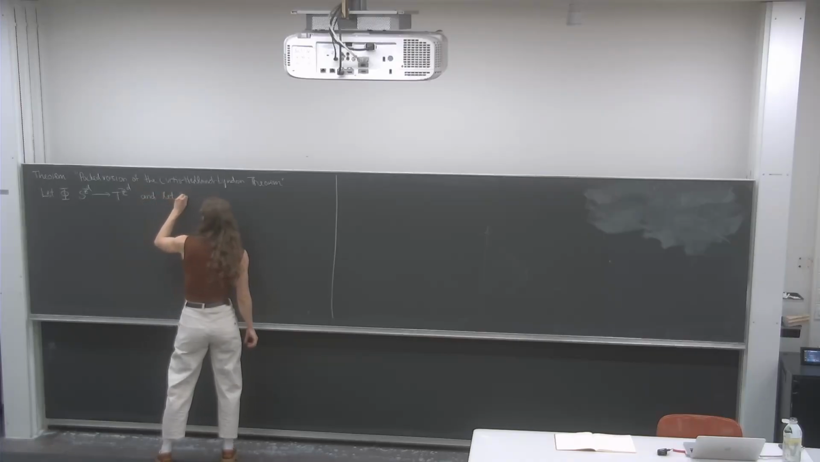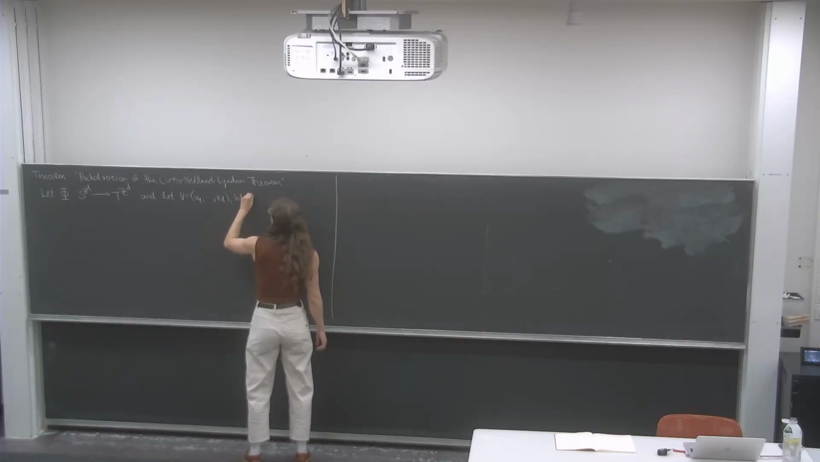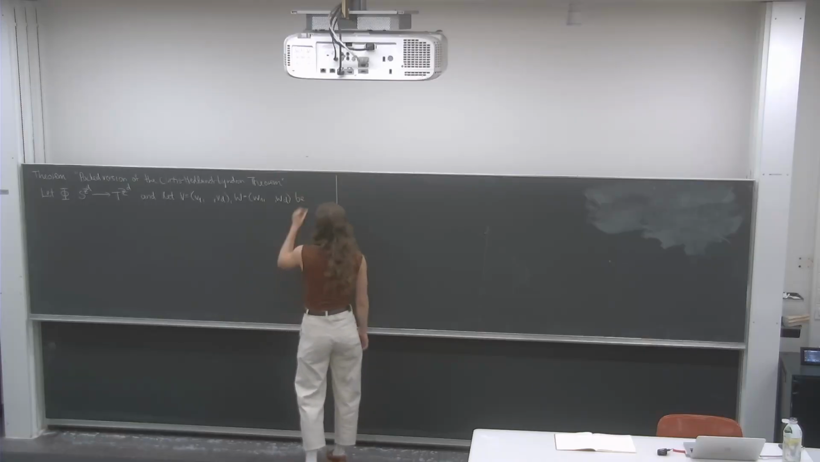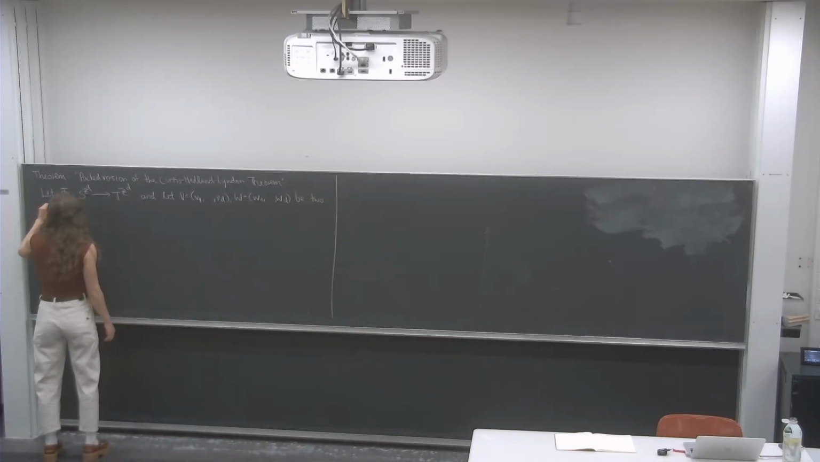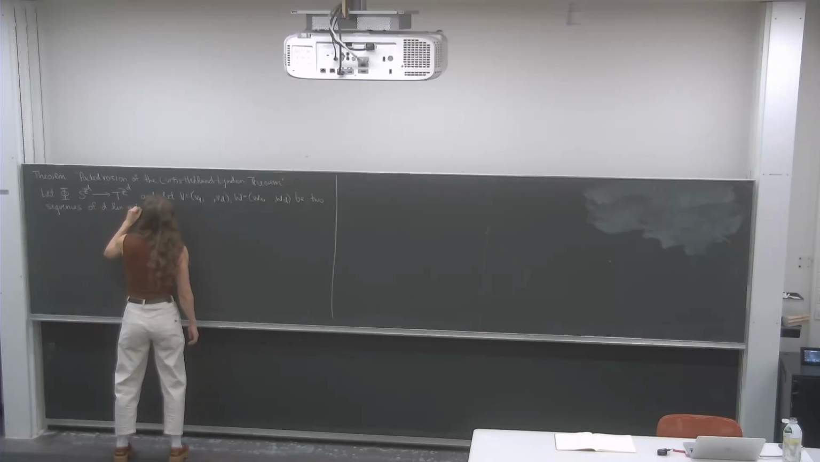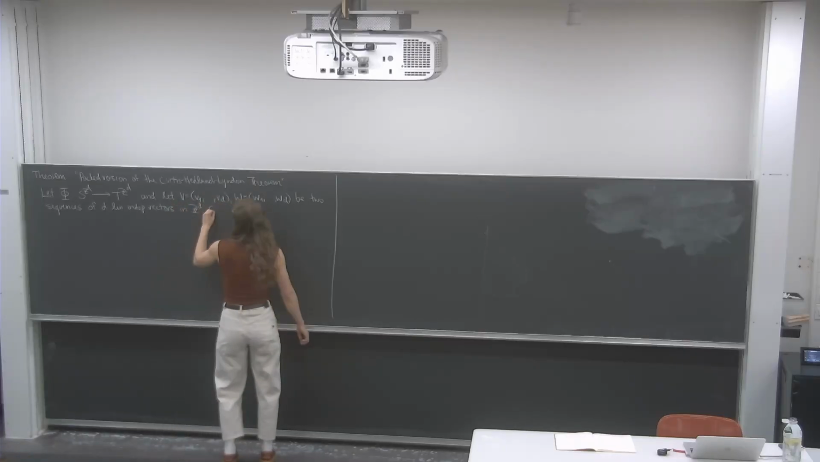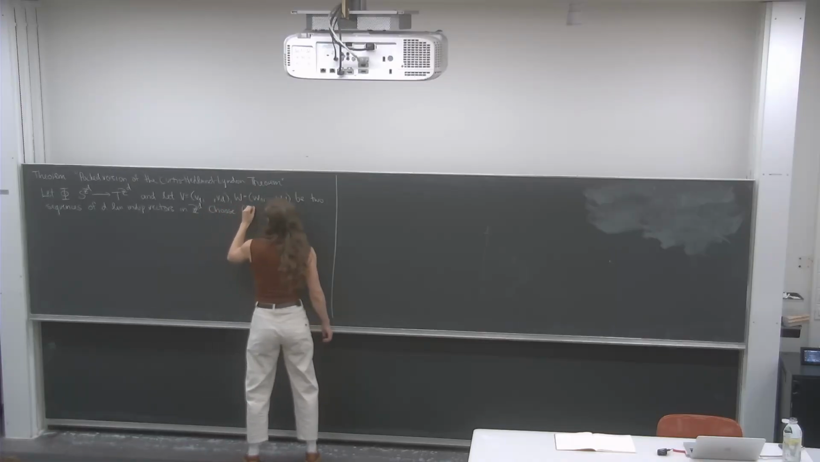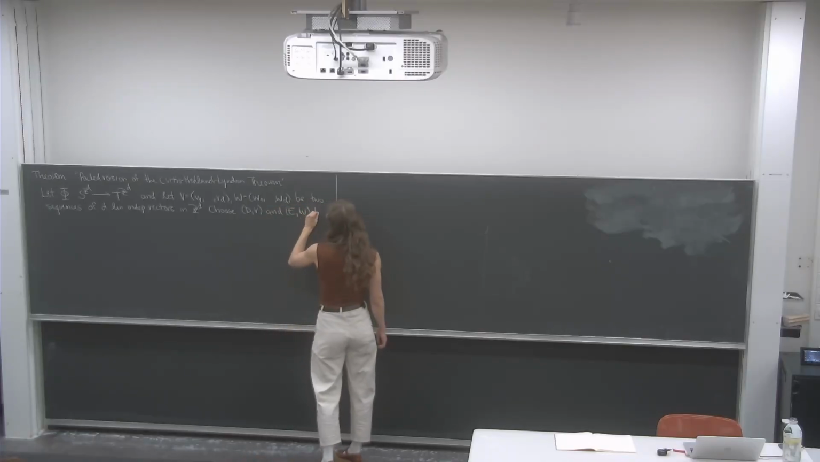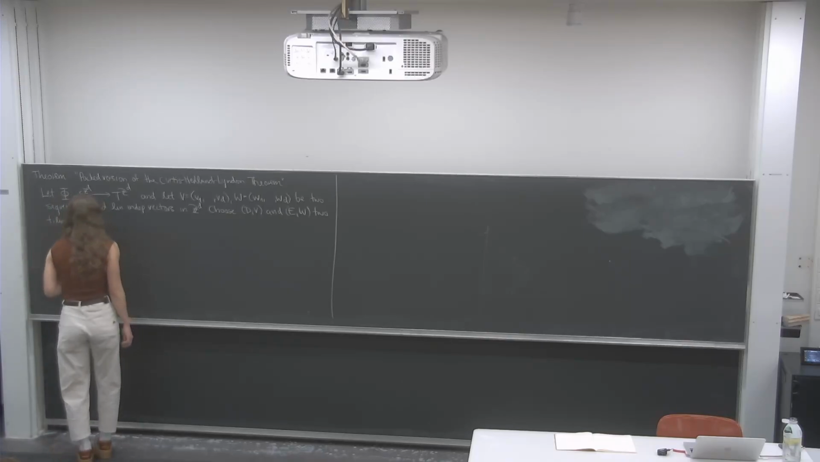And let V and W be two tiling bases, two sequences of linearly independent vectors in Z to the D. And also let's choose E_V and E_W, some two tilings, two tilings of Z to the D.